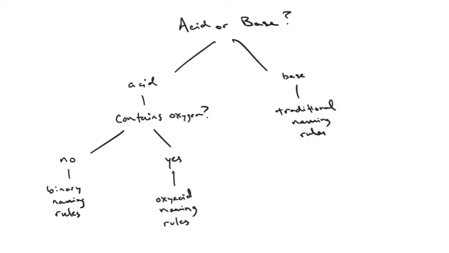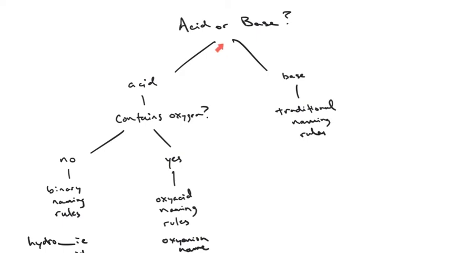Here's kind of a nice flow chart to help you organize what you should do. The first question you should ask yourself is, is the substance an acid or a base? If it's an acid, then your next question is, does it contain oxygen? If the answer is no, use the binary naming rules. Those are the ones that go hydro-something-ic acid. If it does contain oxygen, then look up the oxyanion name and follow those rules.